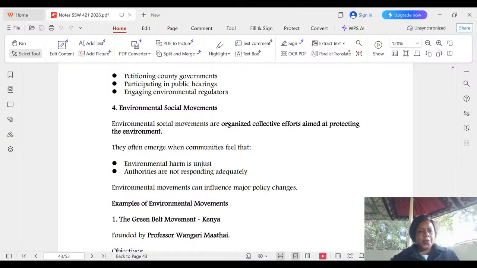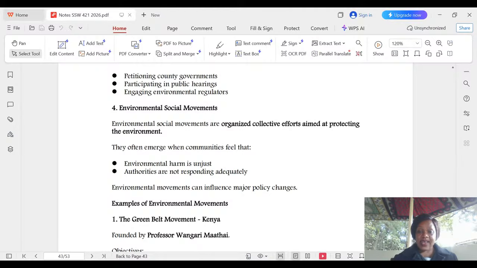So these movements, those who have championed them, and the challenges they went through, like being arrested, we need to be very appreciative of them, because a lot of them did this at a time when it was not so obvious that there's a problem. I wanted to just make that point. All right, so back to environmental social movements.